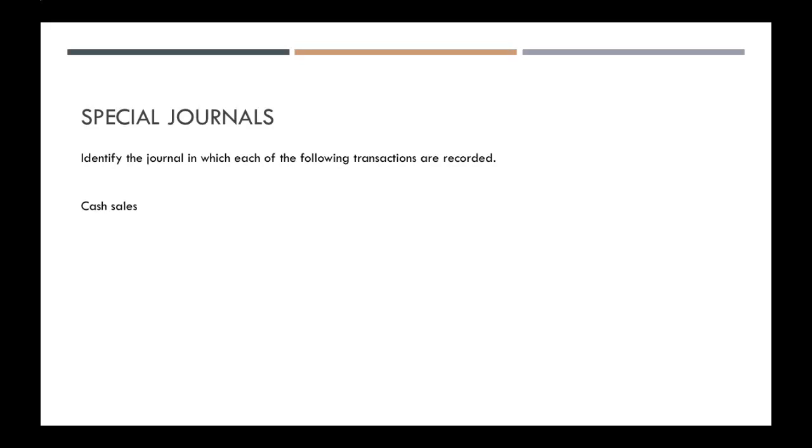First, cash sales. So we made, let's say, $1,000 in cash sales. Which journal would that fall into? Well, again, the first question, is cash involved? Yes. So we know it's either cash receipts or cash payments. Well, cash receipts are when we receive cash. Cash payments are when we pay cash. So if we're making cash sales, we are receiving cash, so it would go into your cash receipts journal.